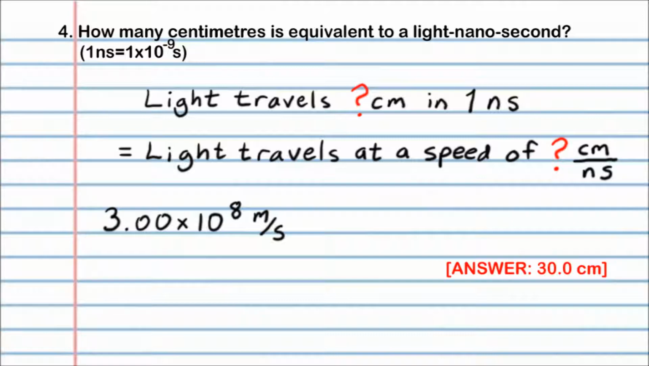So in 1 nanosecond, light travels about the length of a ruler. This is the last part of the video, so work this last question out on your own and make sure that you're getting this same answer.